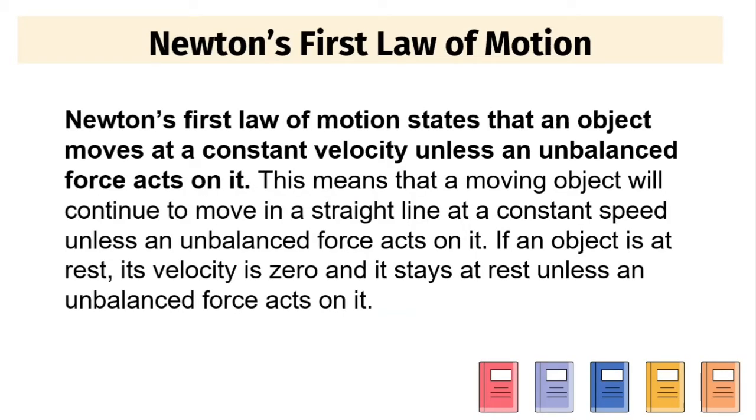Newton's first law of motion. Newton's first law of motion states that an object moves at a constant velocity unless an unbalanced force acts on it. This means that a moving object will continue to move in a straight line at a constant speed unless an unbalanced force acts on it. If an object is at rest, its velocity is zero, and it stays at rest unless an unbalanced force acts on it.